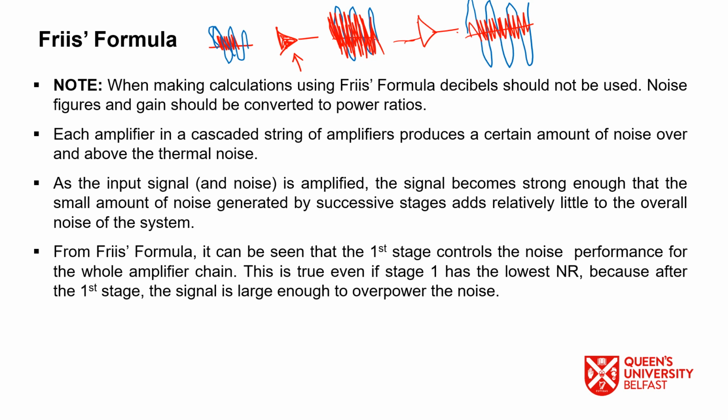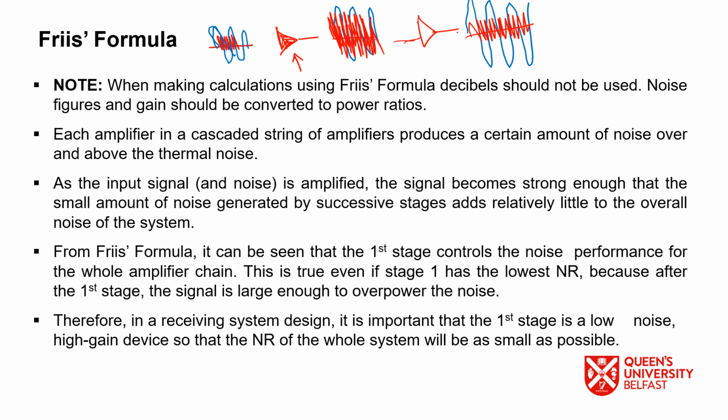This is true even if stage 2 has a higher noise ratio, because after the first stage the signal is large enough to overpower the noise. This is a general case that happens in almost every receiver that we normally use nowadays. Therefore, in receiver system design, it is important that the first stage is a low noise high gain device so that the noise ratio of the whole system will be as small as possible.